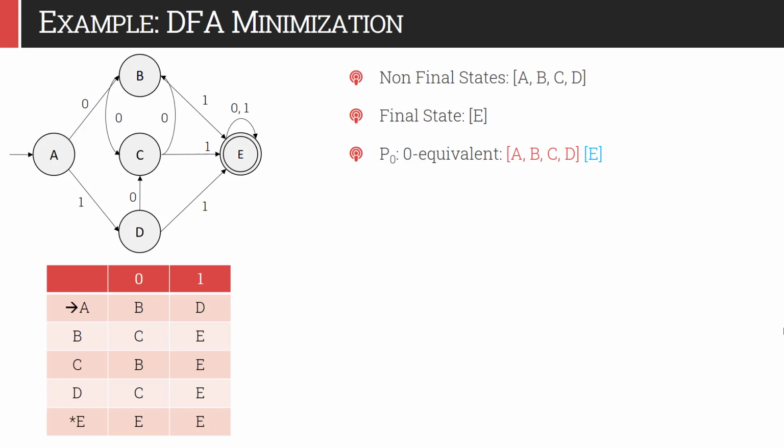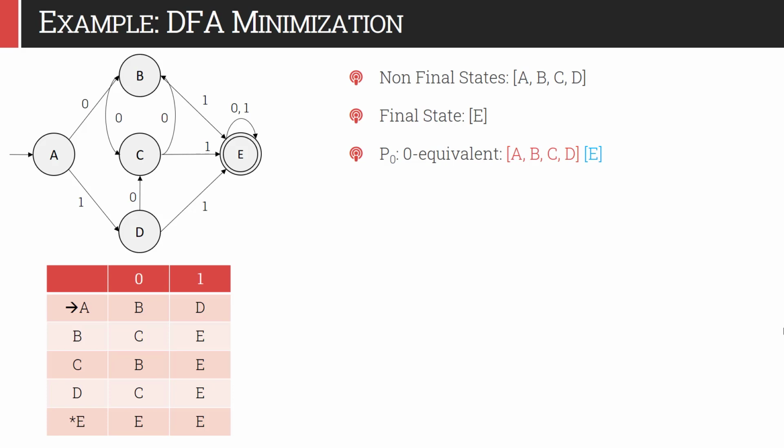Why it is 0 equivalent? Because without reading any symbol also we can distinguish these states, right? A, B, C, D are non-final and E is the final state. We have not read anything yet, but still they are distinguishable. We will call it a P0 partition.